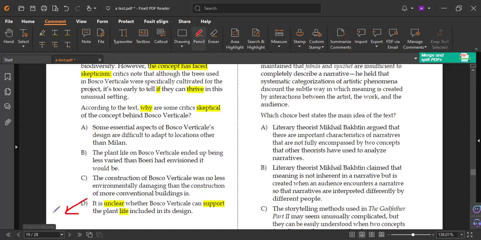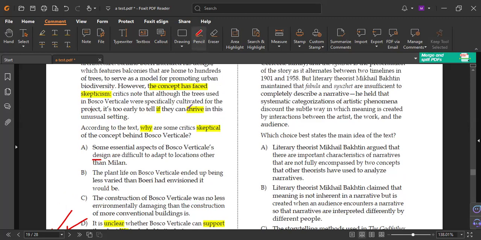We need to know why letter A is wrong. Some essential aspects of design are difficult. It is not mentioned there. He mentioned ideas about the design, but it is not the reason as he mentioned here. So this means it is wrong, not supported. That's why D is correct.